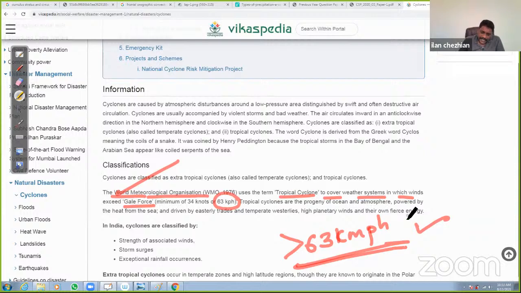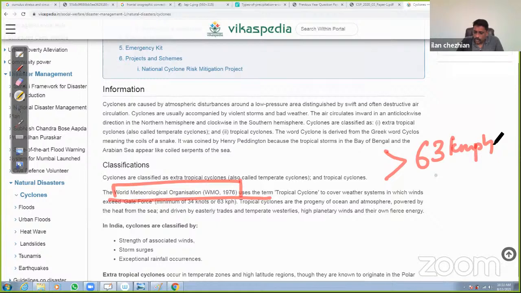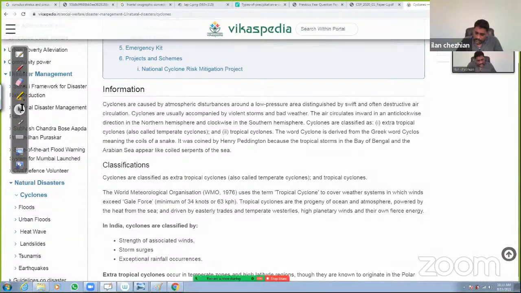Now let's see, the Indian classification may slightly differ. This is WMO's classification. So any wind system which has more than 63 kilometers per hour, you call cyclones. There are different categories of cyclone, but that's a different story. And one more thing, my friend, the Indian classification is different.